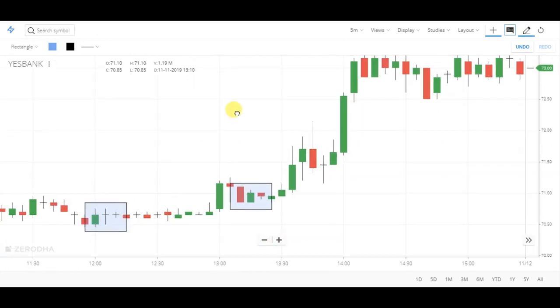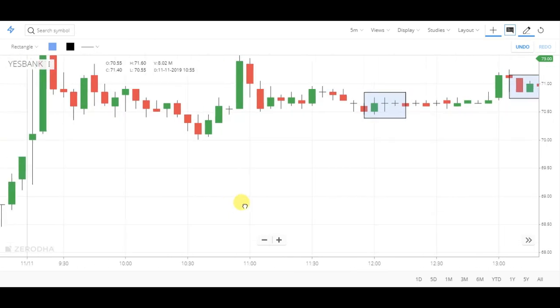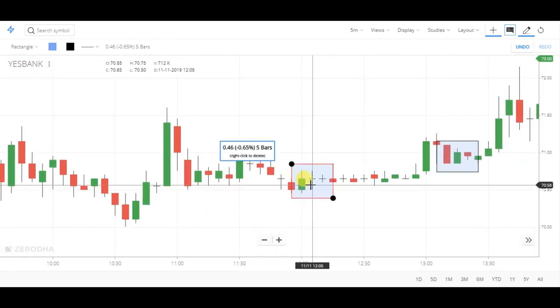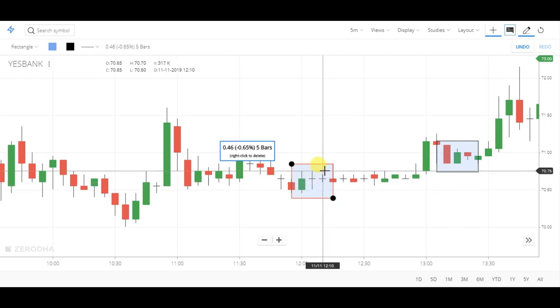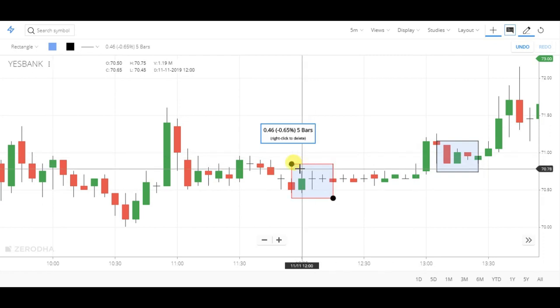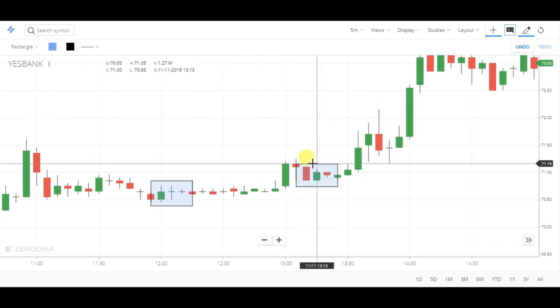So this is the chart of Yes Bank, and we can see over here this pattern is formed on the 11th of November. We can see the high and low of the second candle is inside the first candle, and the same way the high and low of the third candle is inside the second candle, and we can see that the high of this candle is broken at this particular candle. The difference between high and low of the first candle is almost 0.35 paisa, and we can see the target is achieved in this particular candle. The same way, on the same day, this pattern is formed again.